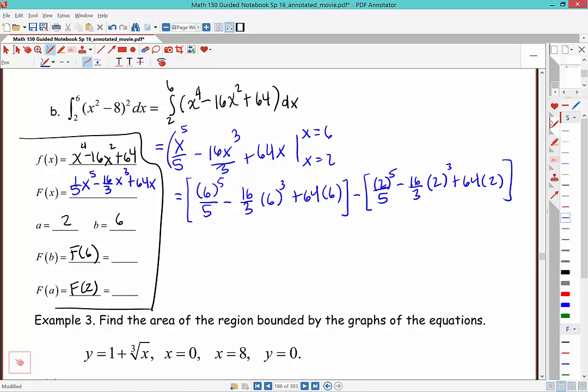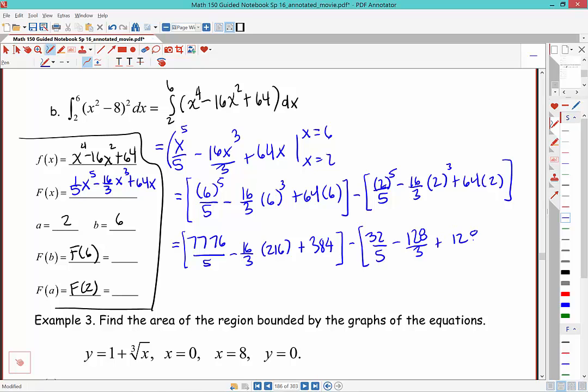So what we'll have with this is 6 to the 5th will give us 7,776 fifths minus 16 thirds times 216 plus, what's that going to be? 384. That's our upper limit. Minus 32 fifths minus 16 times 8. What is 16 times 8? 128. So we'll have 128 thirds plus 128. That's our lower limit.